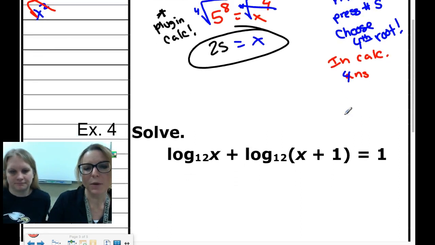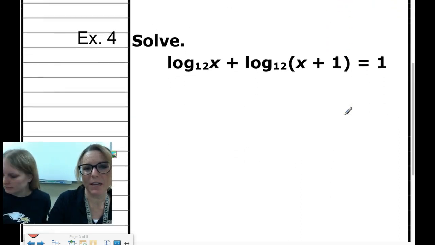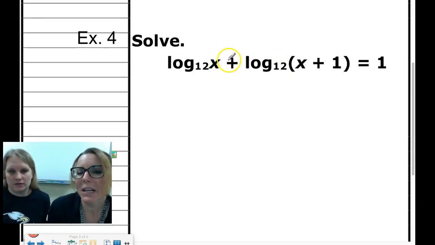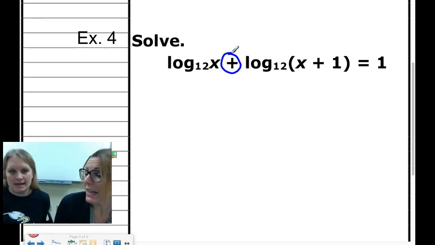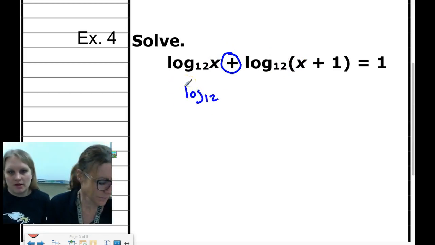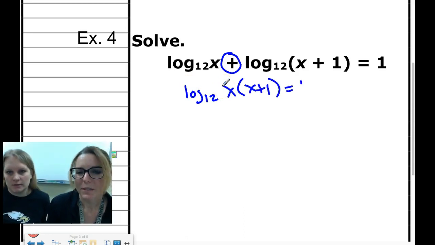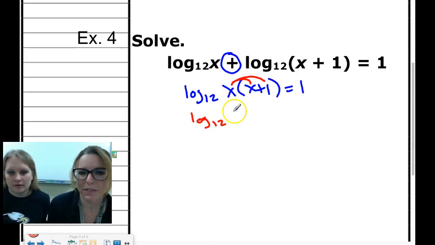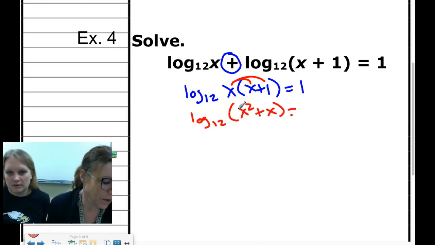I think we should actually do it. Okay, so there's 2 logs. We gotta make them a single log first to simplify. Because we're adding, we're gonna multiply. So log base 12 of x times x plus 1 equals 1. Let's multiply that. So we get log base 12 of, in parentheses, x squared plus x, equals 1.